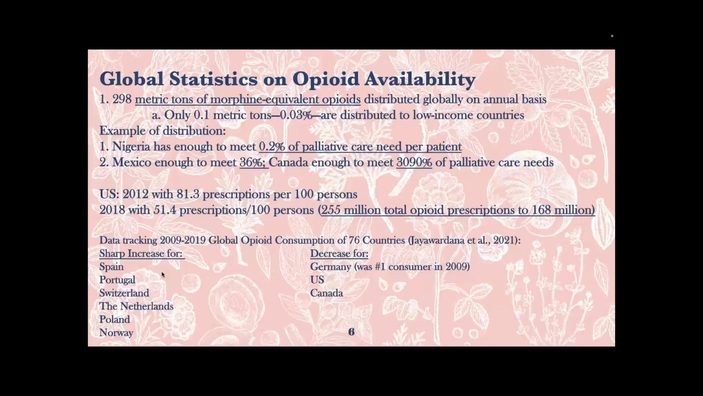Opioid use in the U.S. peaked in about 2012, if we look at data from CDC and the WHO. We're at about 81.3 prescriptions per 100 persons in 2012. And fortunately, we've been able to improve that pretty significantly. Reassessed in 2018, we were back down to 51.4 prescriptions per 100 persons. So that looks like 255 million total opioid prescriptions down to 168 million.